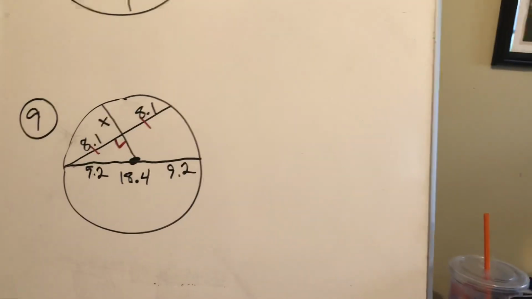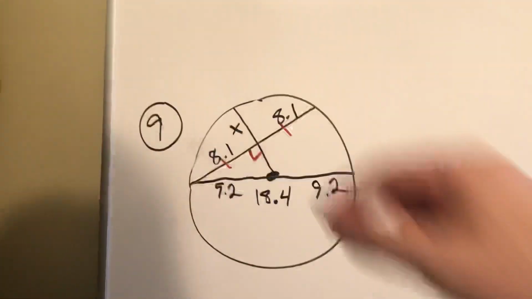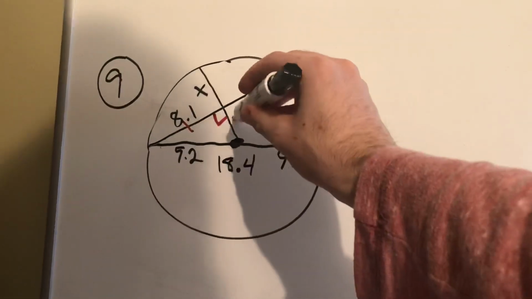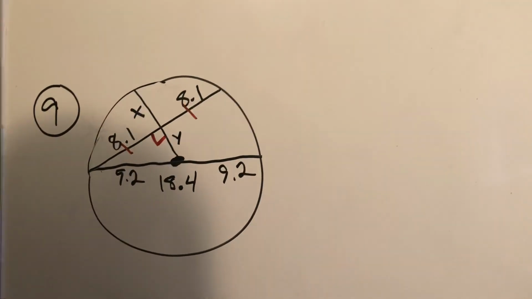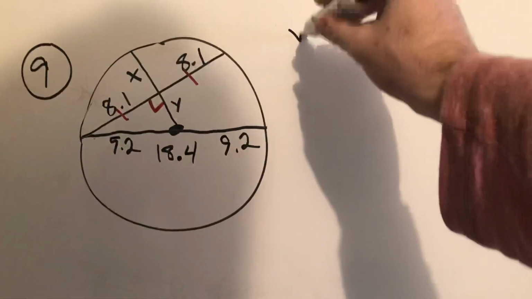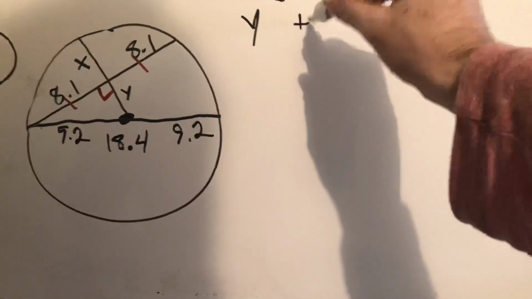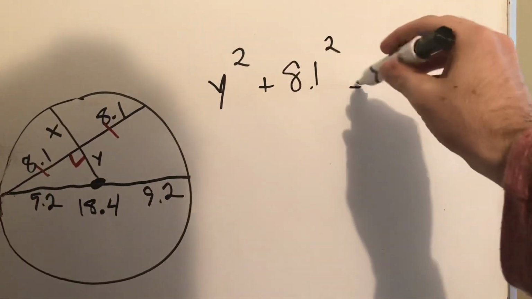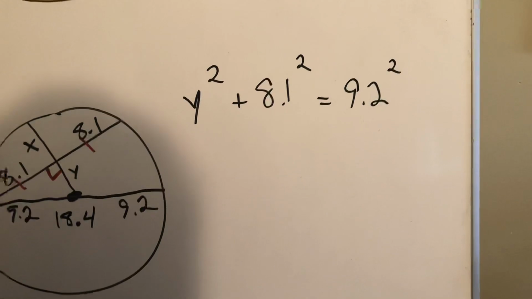So I can't quite get x yet, but I can get this tiny measure, which will allow me to solve for x. So I'm going to solve for, let's create another variable. Let's create y. I would set up with Pythagorean theorem, and I'm going to go y squared, that's a leg. The other leg is 8.1. And that's going to equal 9.2 squared. Let's do this one.